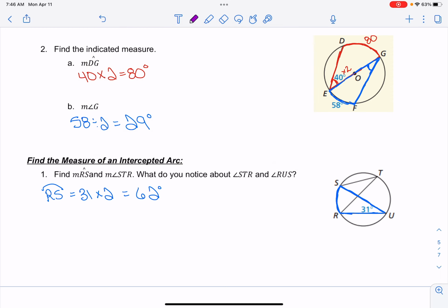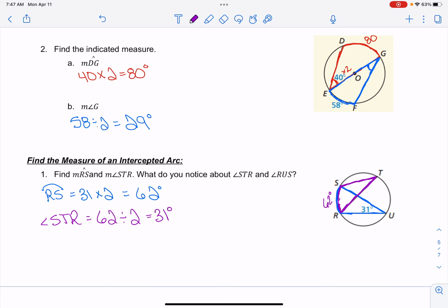And then it asks us to find the measure of STR. Well, STR also happens to match up with the same arc measurement. We now know that SR is 62. So to find angle STR, we would just take that and divide it by 2. So remember, if we have our arc measurement and we're going into our angle, we divide by 2. And we get 31 degrees.